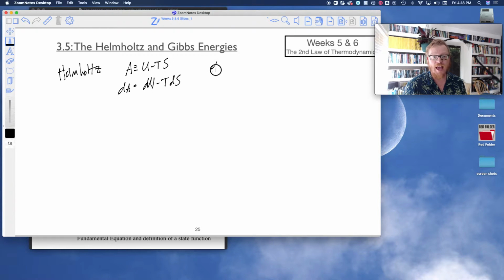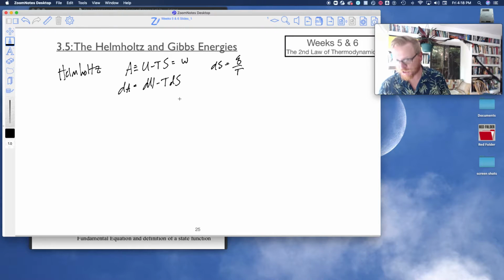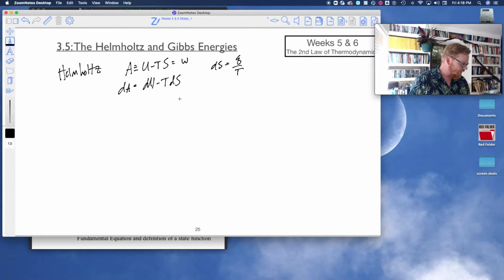Well, recall dS is Q over T, okay? So TdS really gives us heat. So that means this definition, U minus TS, it's work. It's where we get the name, the maximum work function, okay? And so now considering our Clausius inequality, TdS must be greater than or equal to dU. So now let me rewrite that. I'm looking at that and I'm like, I don't even know what it says. dU, okay?